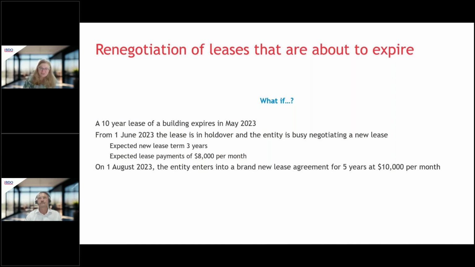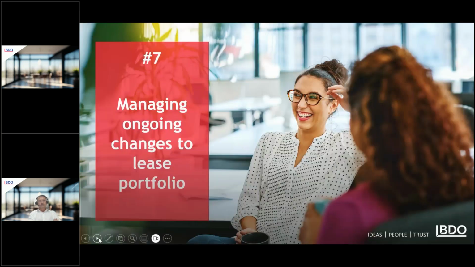So as long as you're staying in the same building and you're making changes to that original lease agreement, and it could even be in the form of a separate brand new agreement, as long as you are continuing to use the same building, it's not a new lease for accounting purposes, but it's a modification. So this is a bit of a combination of a modification and a holdover lease, and be very careful about this. Timing is very important.